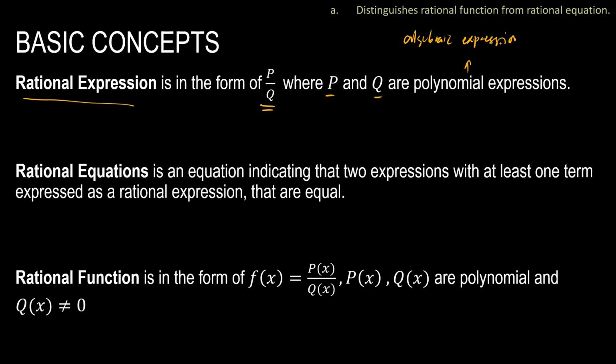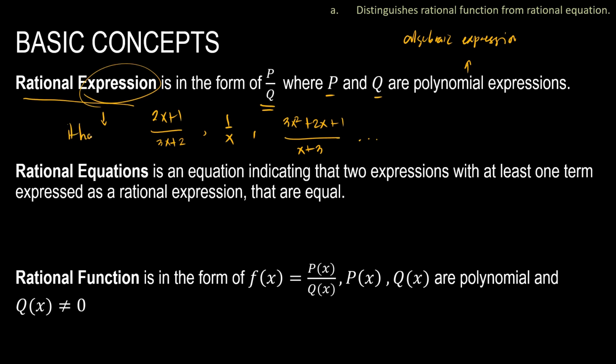So the expression could be monomial, binomial, trinomial, or polynomial in the form of fraction. So what are those? It could be 2x plus 1 all over 3x plus 2. It could be 1 over x. It could be 3x squared plus 2x plus 1 all over x plus 3. So on and so forth. Again, it is just an expression. It has no equal sign.